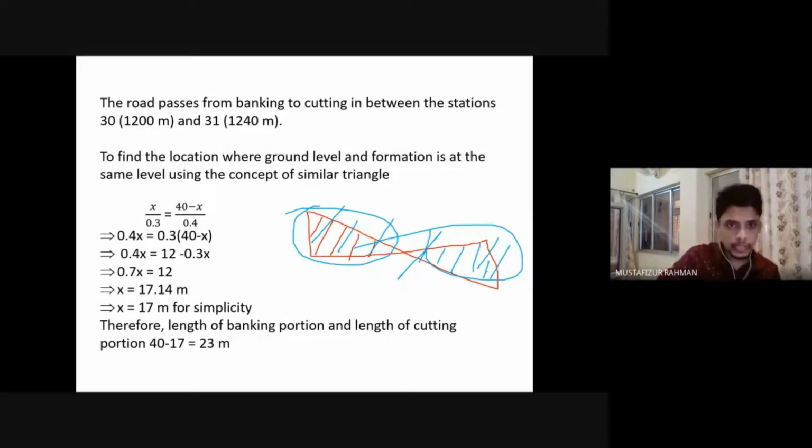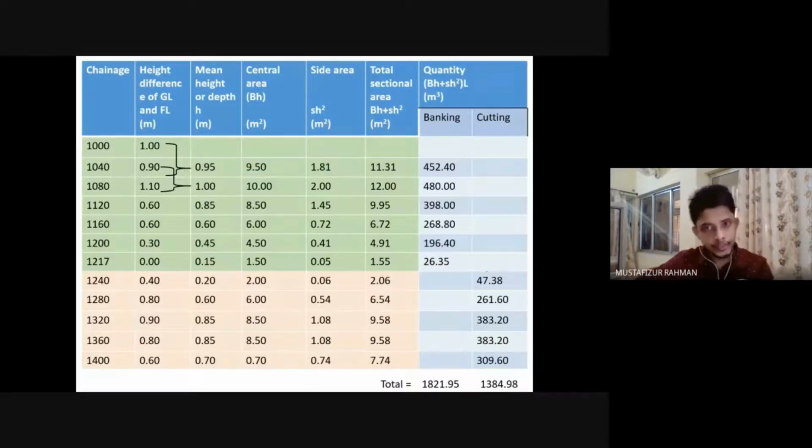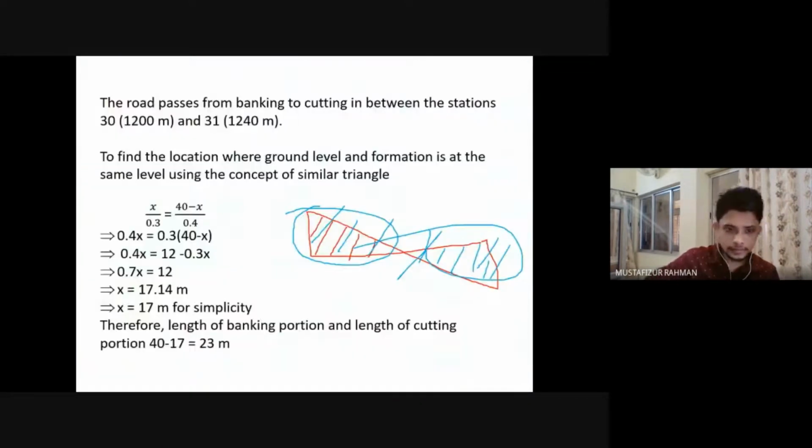Now it's easy and we can put it in a table. What we can do is write down the different chainages, just like we did in the earlier one. We can write down the height difference at those locations, and then we can find out the average.